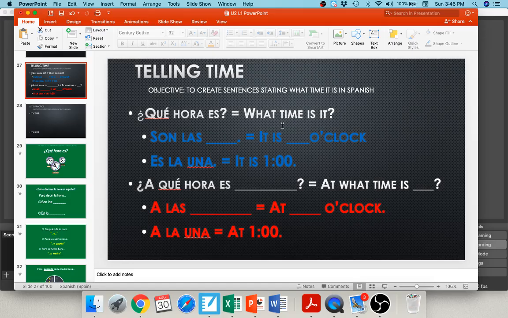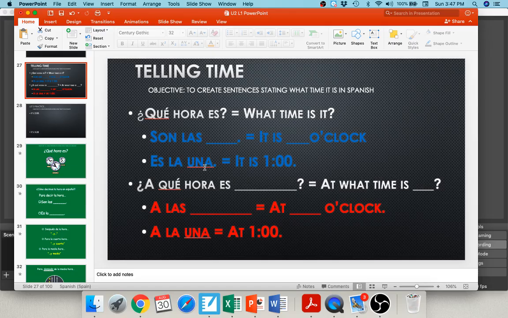If we want to say that it's 1 o'clock in Español, we say es la una. It's 1. Es la una. It can be 1 o'clock and any other time, 1:01 all the way to 1:59, and we're going to say es la una. So es la una y dos. Es la una y cinco. Es la una y 20.